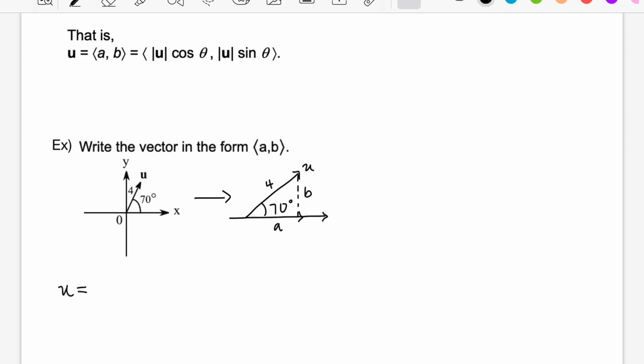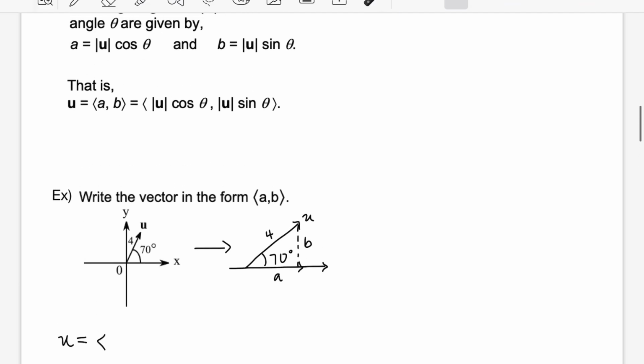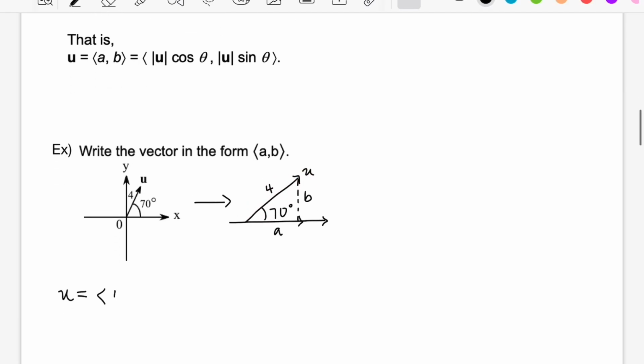So u is going to be given by our horizontal component and our vertical component. Now we know our horizontal component a is going to be the magnitude of u times cosine of our given angle. Now the magnitude of this vector u is 4, so this will be 4 times cosine of our direction angle, which is 70 degrees.